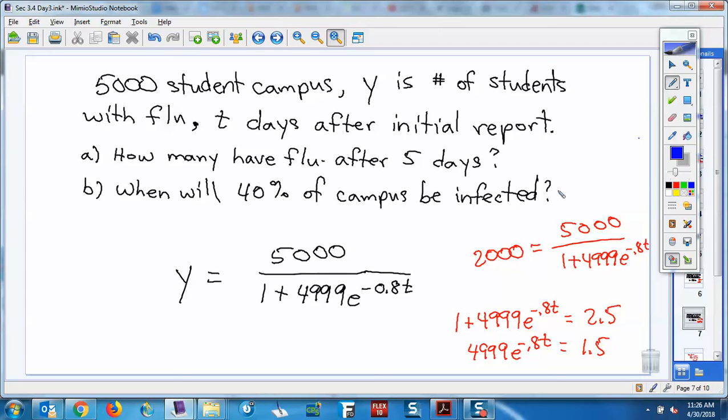So I need to multiply this whole quantity over here. Now I could multiply that and distribute the 2,000, and then I get this really crazy big number in front of here. And I think it's better if I just leave it 2,000 times 1 plus 4,999 e to the negative 0.8t equals 5,000. Just divide this whole quantity over here and then divide the 2,000 over to that side.